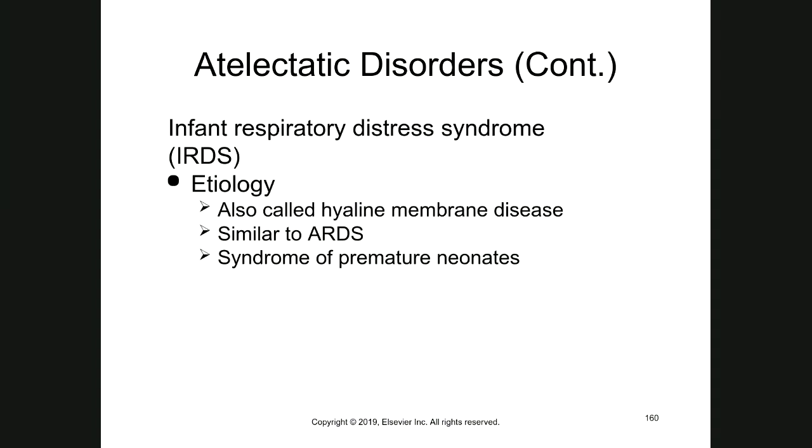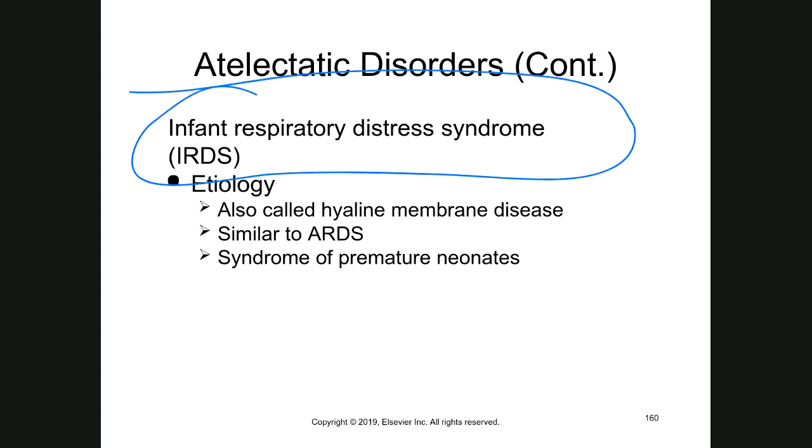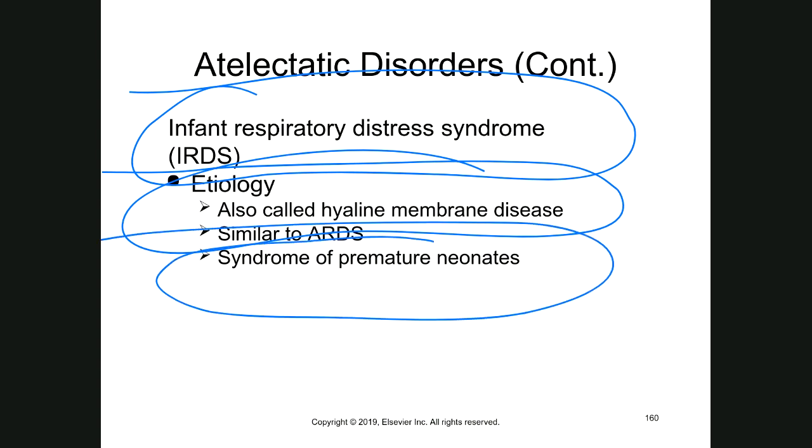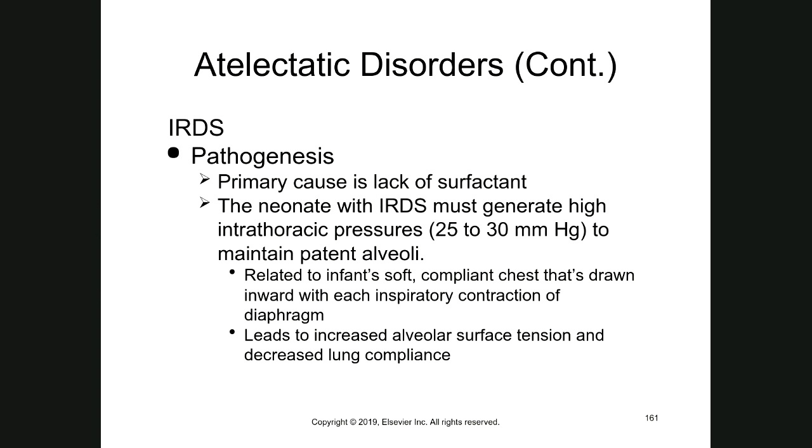Again, this is one of the other problems that we can encounter. Infant respiratory distress syndrome, also called hyaline membrane disease, is similar to the adult form, but normally you will see this one in premature neonates, obviously, because they lack the surfactant that we already mentioned before. Remember, the lack of surfactant, because those lungs are completely immature.